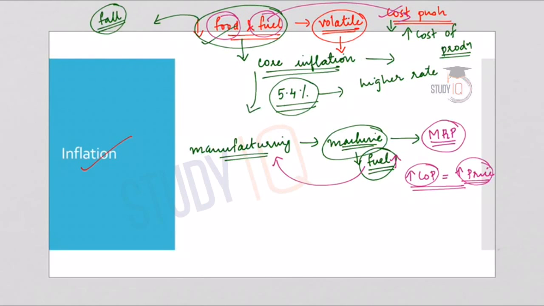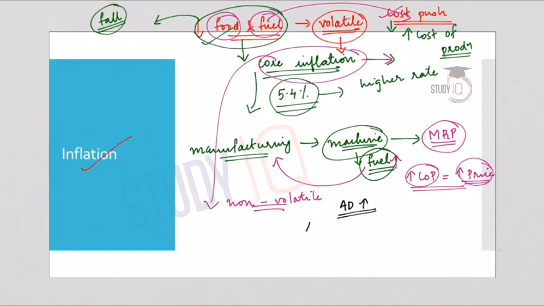Now coming to core inflation. Core inflation does not take into account the prices of food and fuel, but it takes into account the prices of non-volatile commodities. So the commodities under core inflation are highly non-volatile. That means it does not change very fast or very quickly. So from this we understand that when there is an increase in the rate of core inflation in the economy, it essentially means that the aggregate demand in the economy has increased.